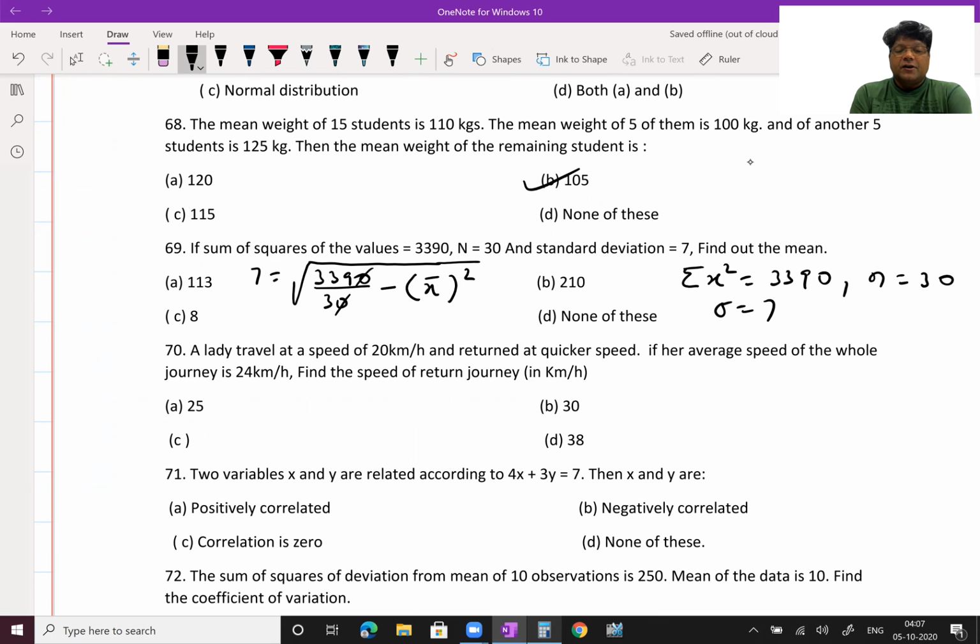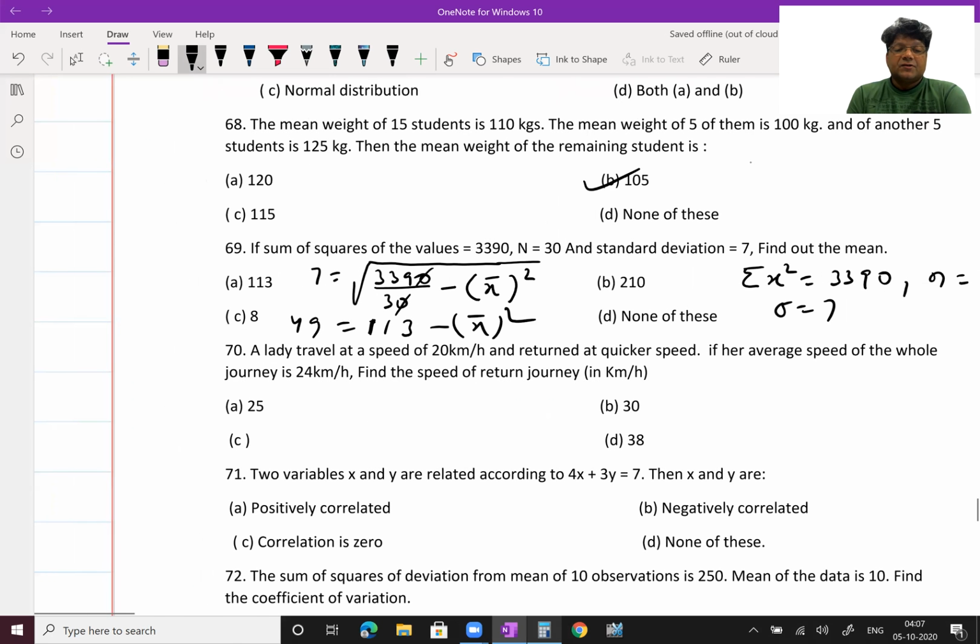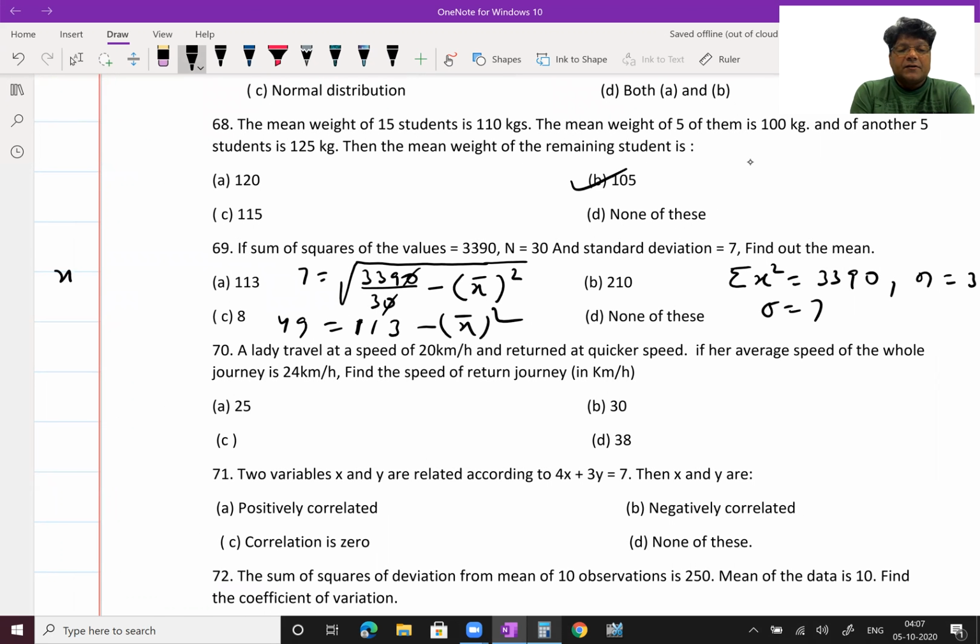Squaring both the sides, I am getting 49 is equal to 3390 by 30, which is 113, minus x bar whole square. So from here, x bar whole square is equal to 113 minus 49, which is 64. So x bar is equal to 8. We are getting 8. Any option? Option C. 69.